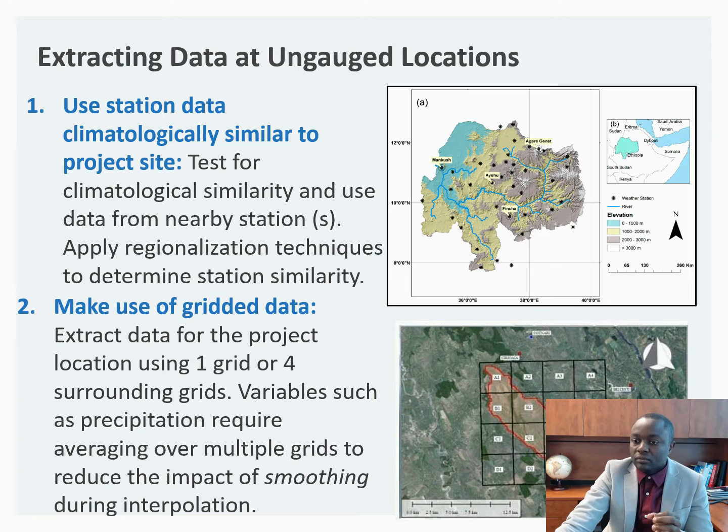In the absence of station data, make use of gridded data. And to make use of gridded data for your project site, extract data from the project location using one grid or 4 surrounding grids. Variables such as precipitation will typically require averaging over multiple grids to reduce the impact of smoothing, which occurs during interpolation of station data to produce gridded data sets.